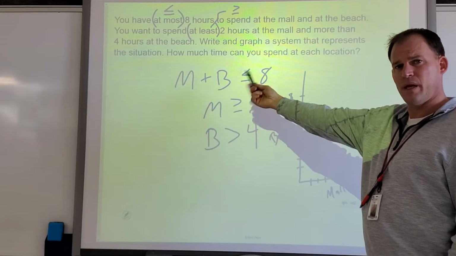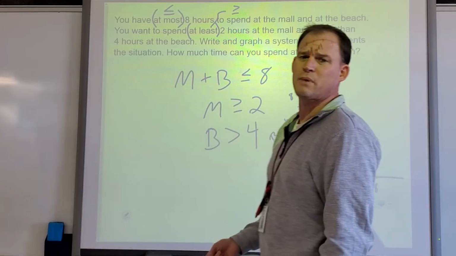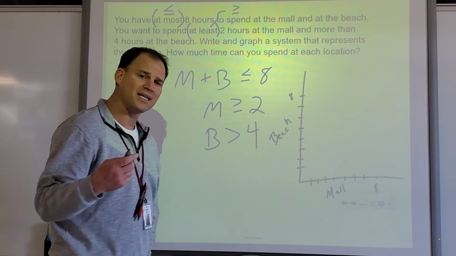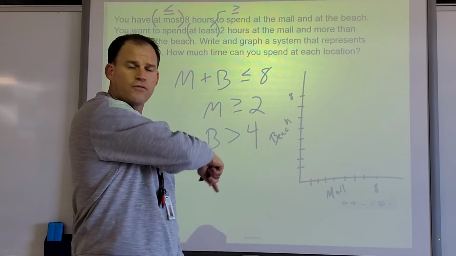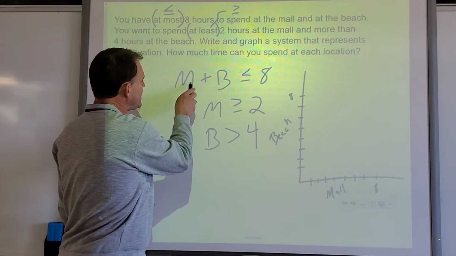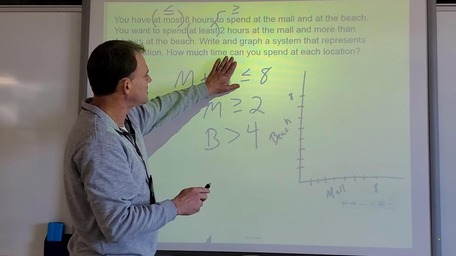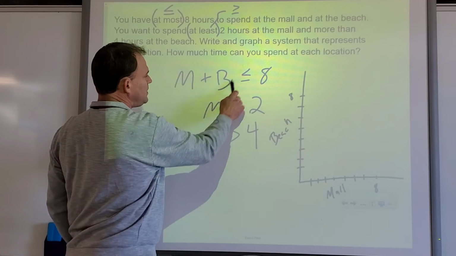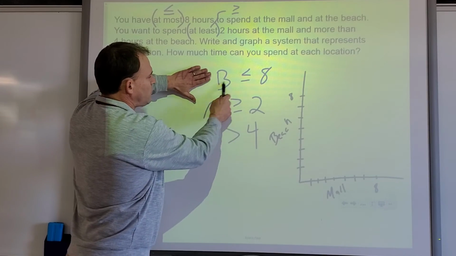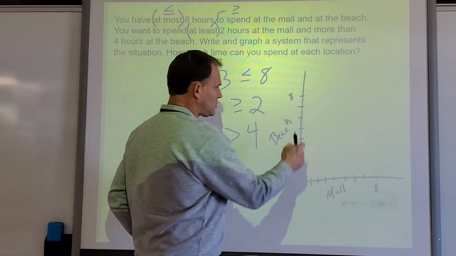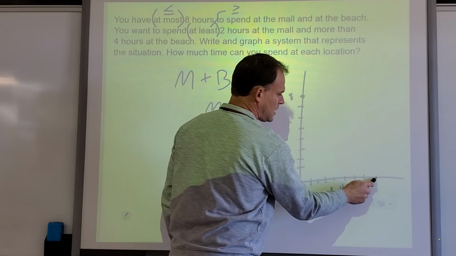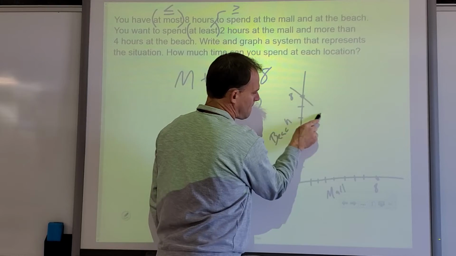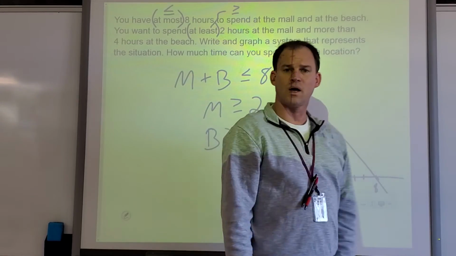Intercepts are going to be helpful here. I can still use my intercepts. I can find my m-intercept and my b-intercept. Remember, to find intercepts, I plug in 0 for the other variable. So if I want to find the m-intercept, I plug in 0 for b. Well, m equals 8. If I want to find the b-intercept, plug in 0 for m. b is 8. So my intercepts are 8 and 8. It's got a line underneath it, so I got a solid line.